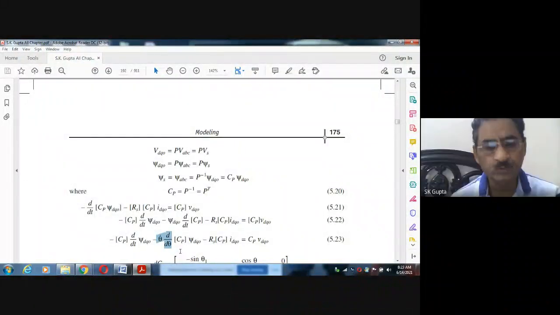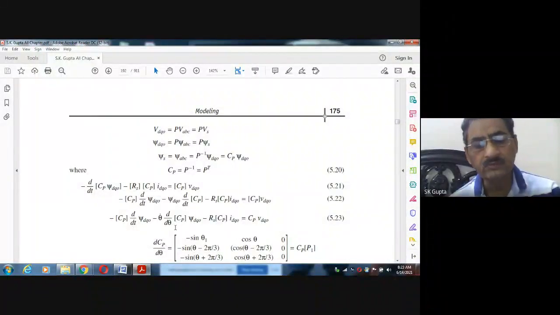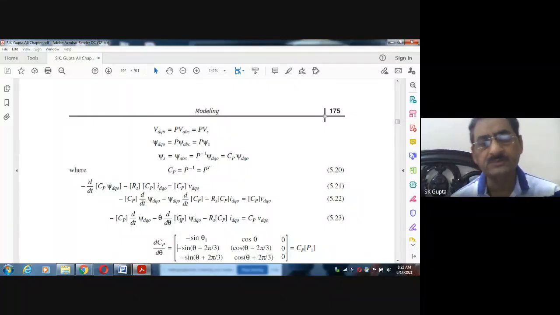Yes, sir. Okay. So here in place of d/dt we have written dψ/dθ like this. Now since here we have to do the differentiation of Cp with respect to theta, we did it. As I told, what is Cp? Cp is nothing but the transpose of, or inverse of, P.